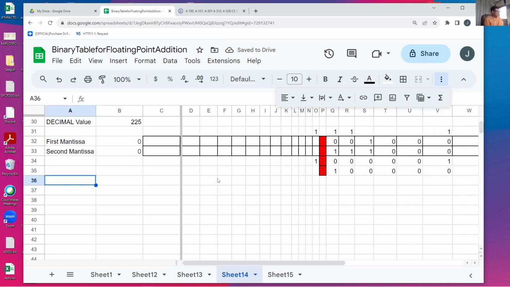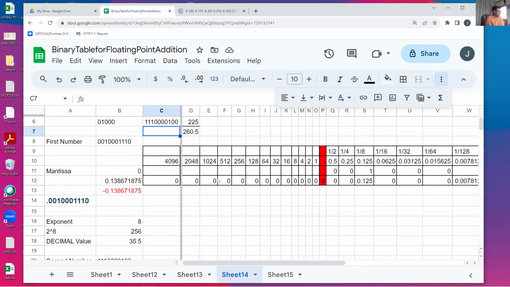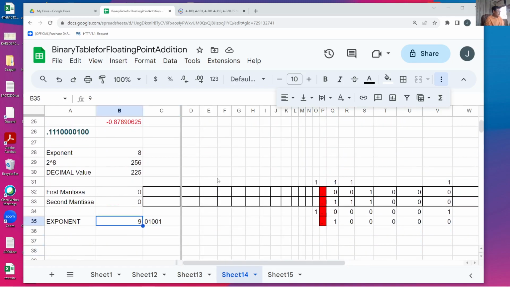So our new exponent is now 9. It was previously 8, but since we have shifted, our new exponent is now 9. So this will be a 0, 1, 0, 0, 1. That's 9. How many bits is our exponent? 4 bits, yes. Our 4-bit exponent is now 0, 0, 1, 0, 0, 1.